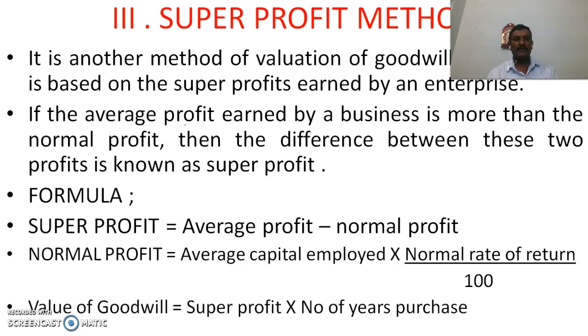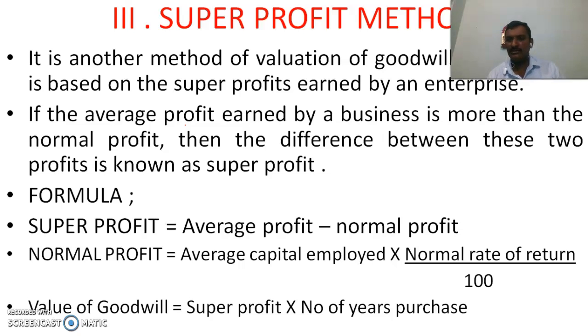Now what is to be dealt with regarding the first method? We just have to compare the average profit with the normal profit. Under this method we have to follow four important steps. The first step is to ascertain the average profit, and after finding the average profit of the firm, we work out the normal profit. The second step is ascertainment of normal profit, then the third step is finding the super profit, and after that the fourth step is the value of goodwill. For these we have various formulas.